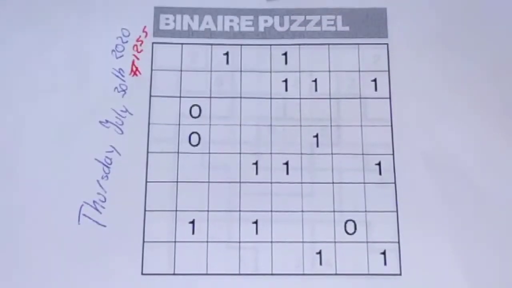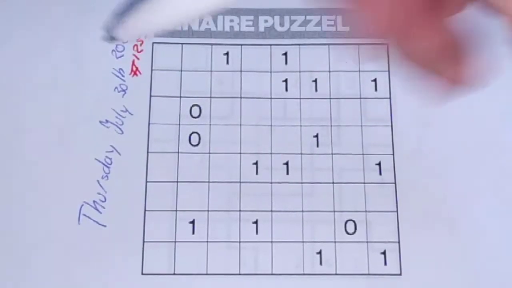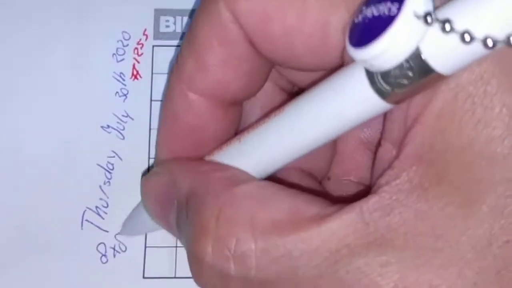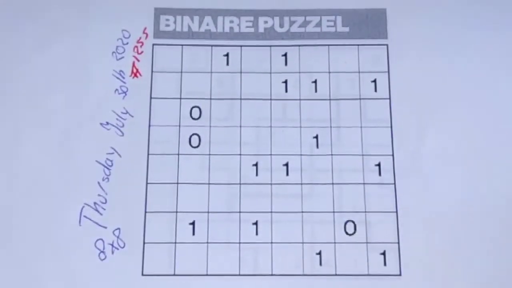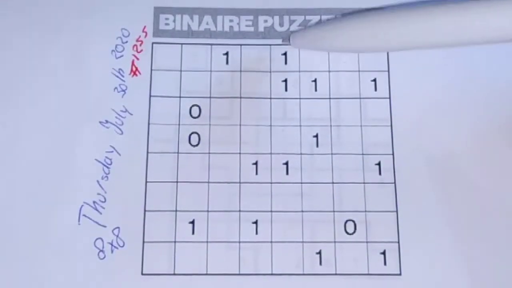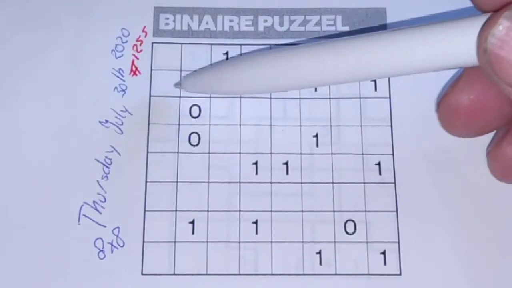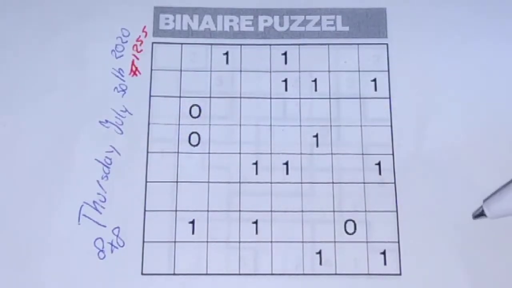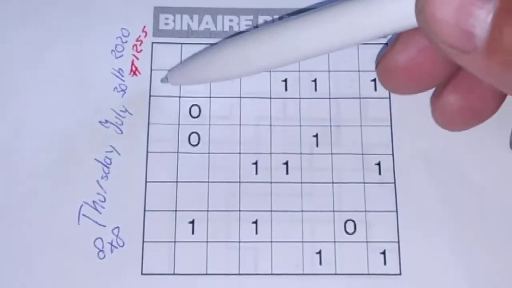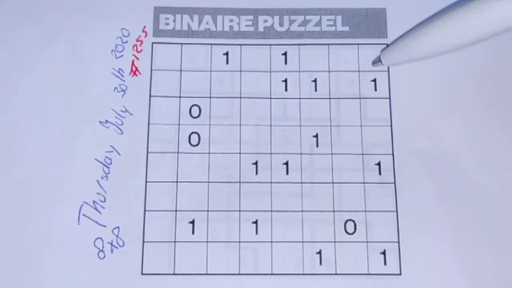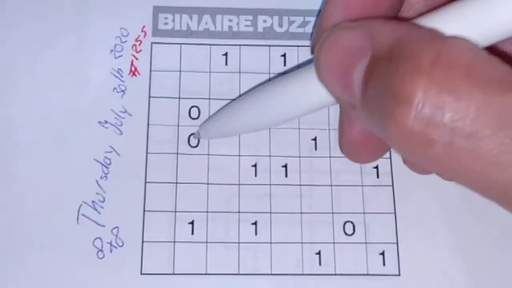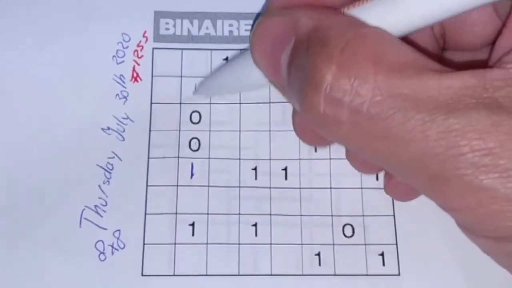This is a 1, 2, 3, 4, 5, 6, 7, 8. This will be an 8x8 binary puzzle. That means in a column or in a row, there are always 4 ones and 4 zeros. So let's get started. Double zero, here one, there one.